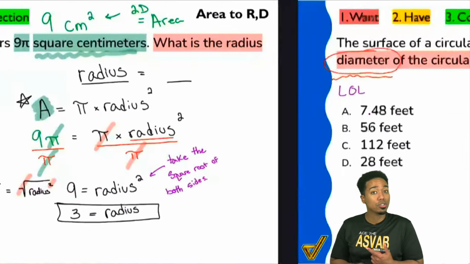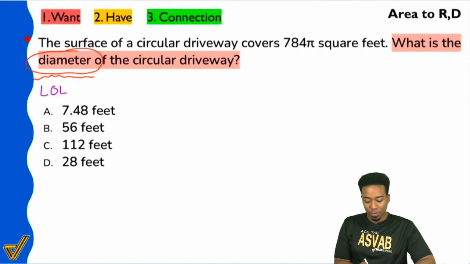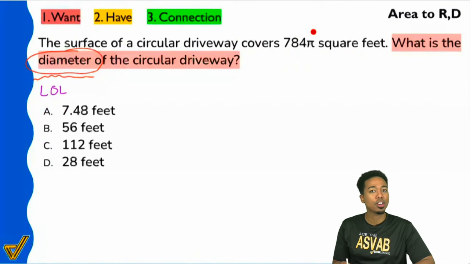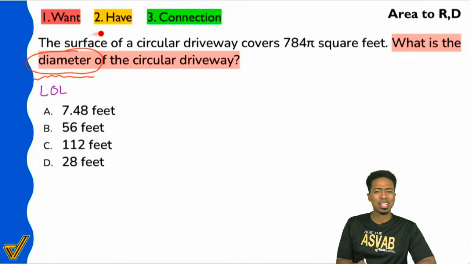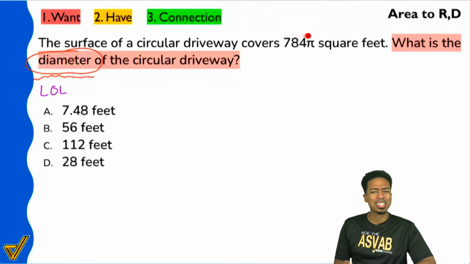So let's go ahead and remember, we're looking for the diameter, but let's see what information we're given. Just like in the previous question, we see that it says, the surface of a circular driveway covers 784 pi square feet. My party people, they don't tell us anything specific. What does the 784 pi mean? Who knows?